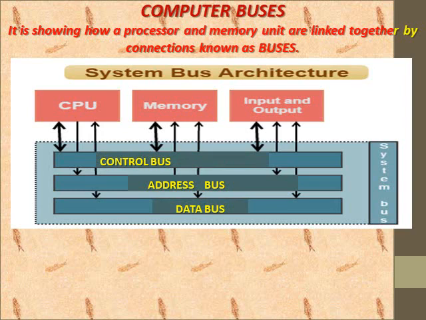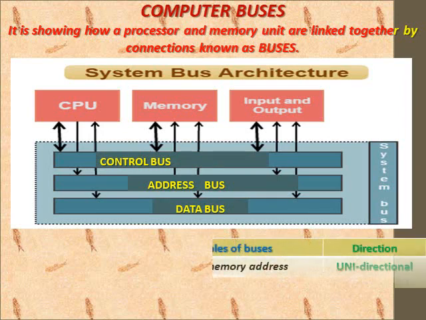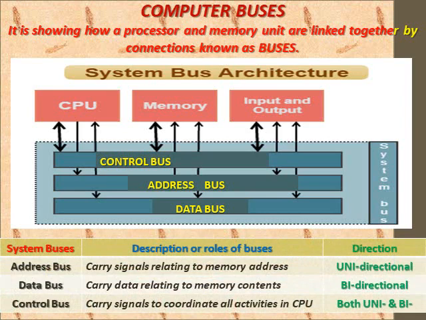The buses carry the flow of data between the processor and the memory, as well as to the input and output devices. In the table shown here, it states the functionality of the three buses. First, the address bus is used to carry signals relating to memory addresses.